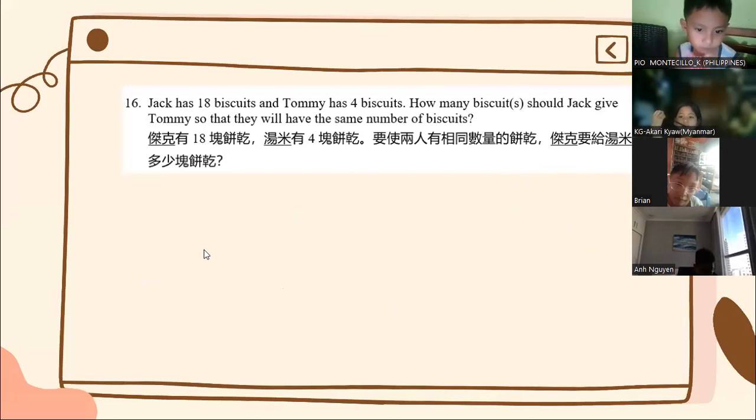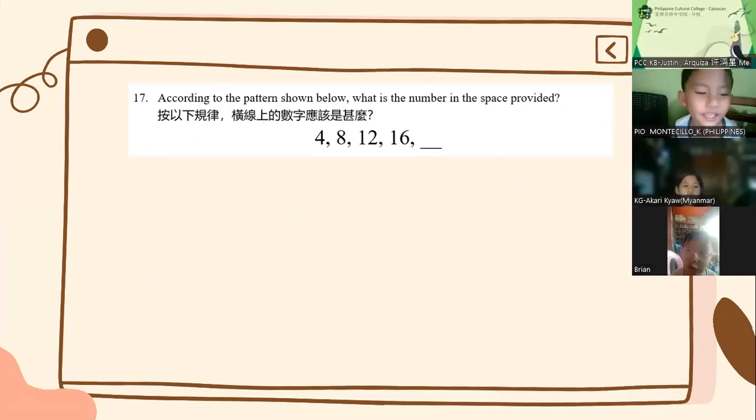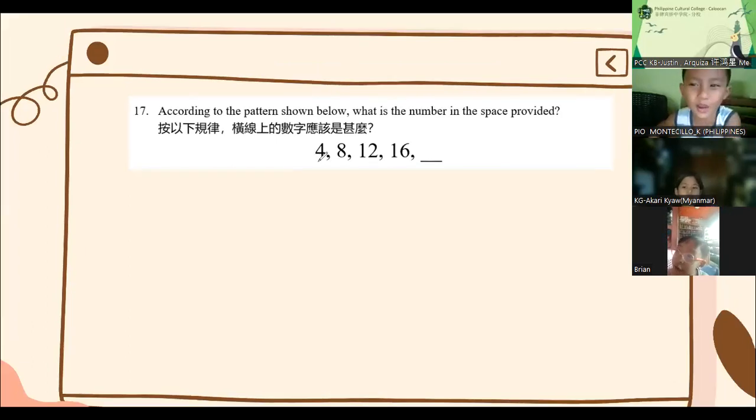Let's have this. According to the pattern shown below, what is the number in the space? 20. Why? What do you observe with the numbers or the terms here? What kind of numbers are they? 8 plus 4 equals 12 plus 4 equals 16. That's correct. Or it means that all the numbers here are factors of 4. Very good.